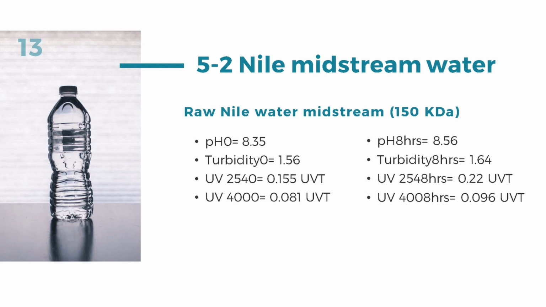These are the results for the raw water quality using the Nile water at midstream and the 150 kilodalton membrane. We can see that a change can be observed in the water quality before and after the test. The same methodology was applied in the rest of the test runs.